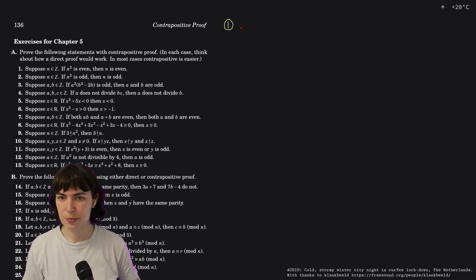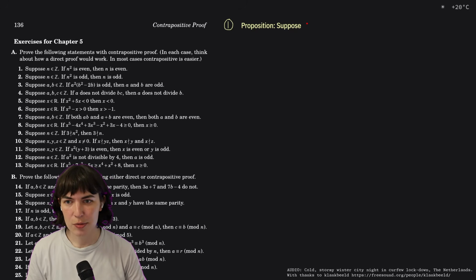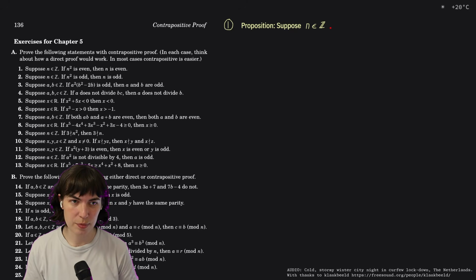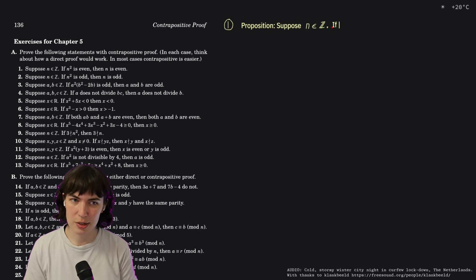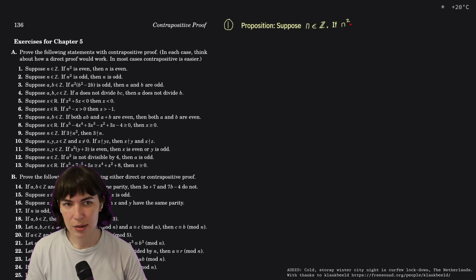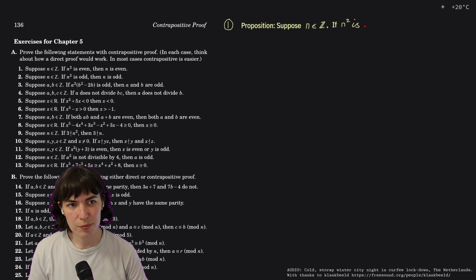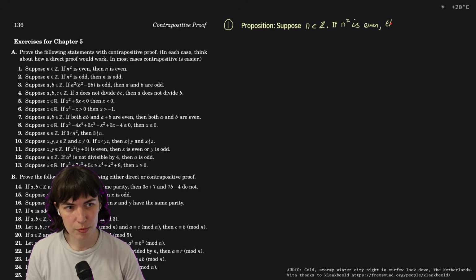Okay, so what have we got? Suppose n is a member of the integers. I should probably stop saying that. Suppose n is an integer. Oh, okay. Let me make sure I get my full stop there. If n squared is even, then n is odd.